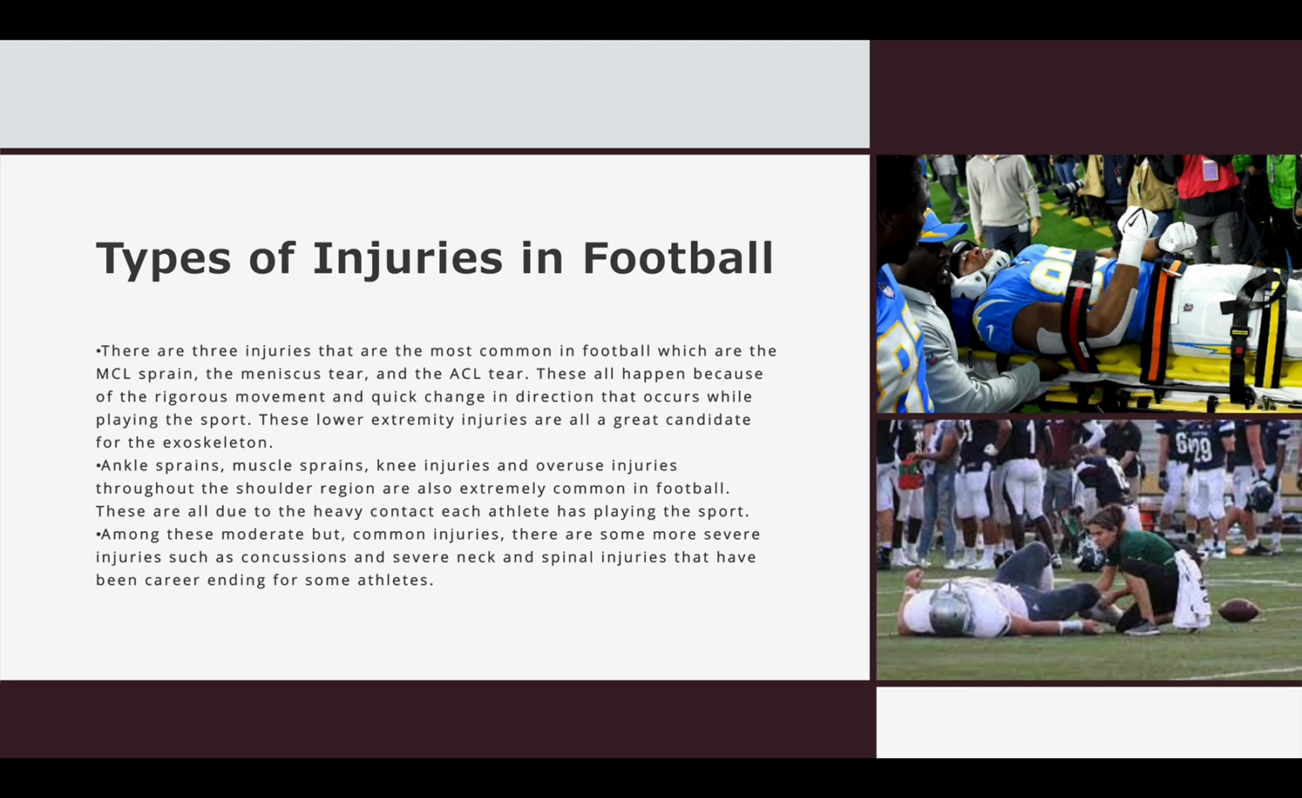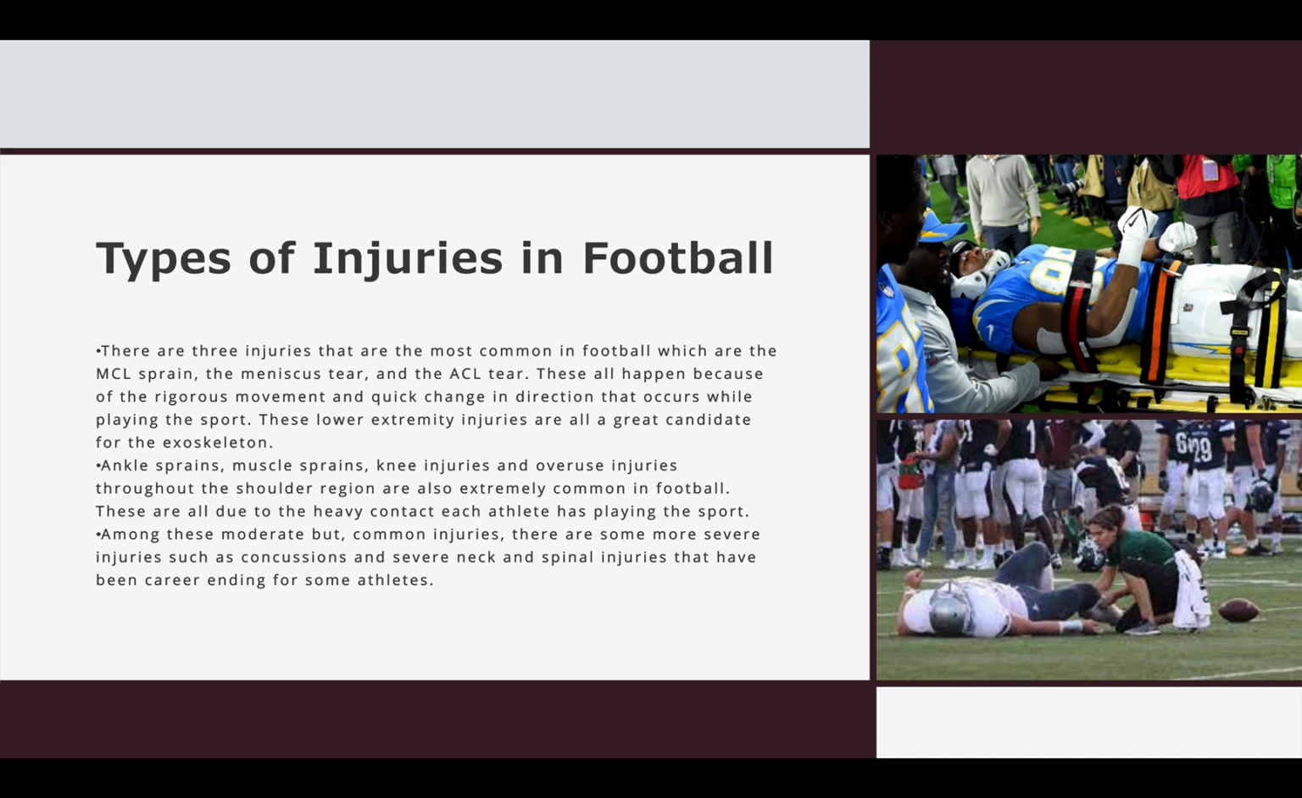Something else that you can expect, or more injuries that you can expect in football, are ankle sprains, muscle sprains, knee injuries, and overuse injuries, because of how much you're playing and practicing the sport. And also, like I said at the beginning, football is a very rigorous and hard sport that has to do with a lot of contact and non-contact things, and sometimes the pads in football aren't always the best or always the safest, so things like this can also be very good candidates for an exoskeleton, because an exoskeleton will help you regain muscle and basically help you relearn how to use your muscles and bones in your body.